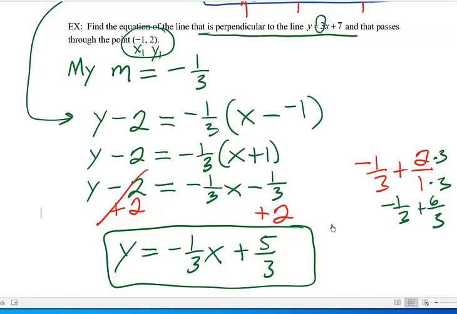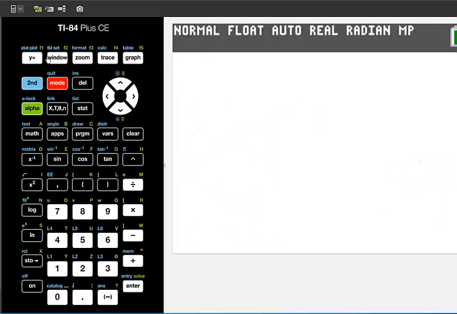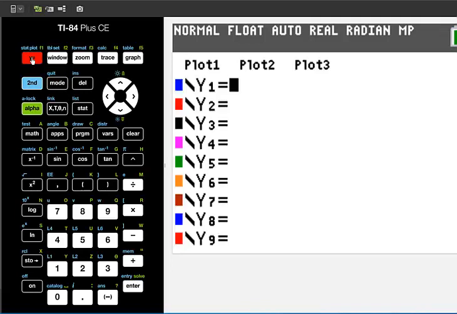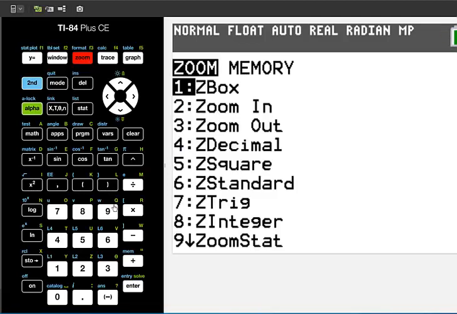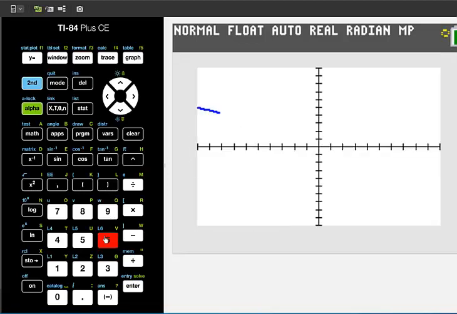Let's go to the calculator and do a little bit of checking with this problem. And this, of course, is optional. I just want to show you what you have available to you if you want to do some checking. Let me go to the y equals. I'll put in our answer, which was negative 1/3 x plus 5/3. And I have two things to check. I'll go to Zoom 6 and get the picture.